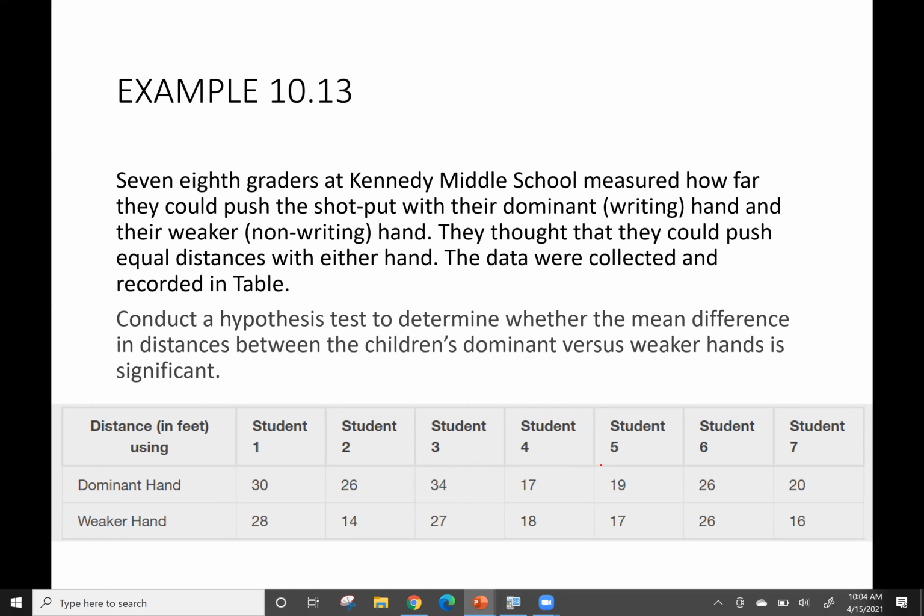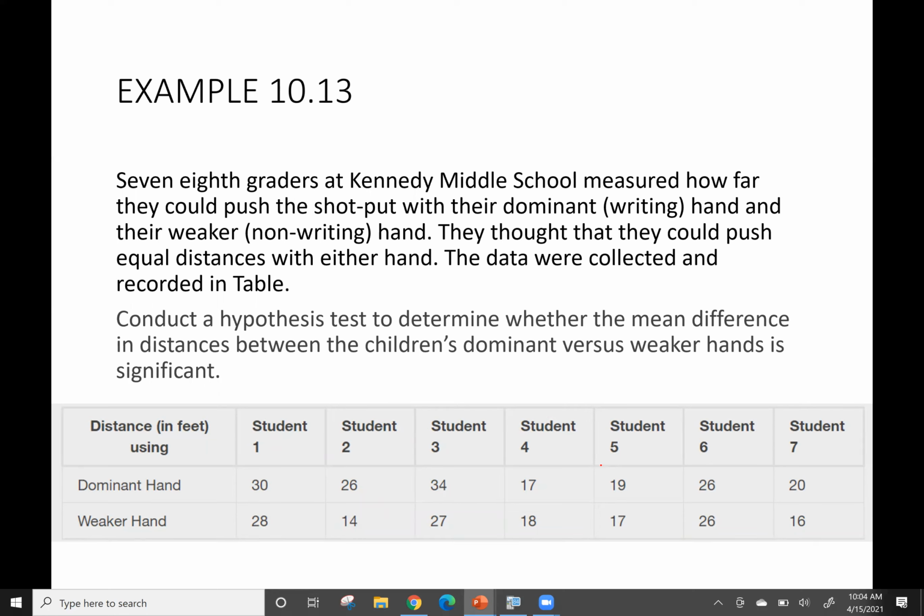7th and 8th graders at Kennedy Middle School measured how far they could push the shot put with their dominant writing hand and their weaker non-writing hand. They thought that they could push equal distances with either hand. The data were collected and recorded in this table.